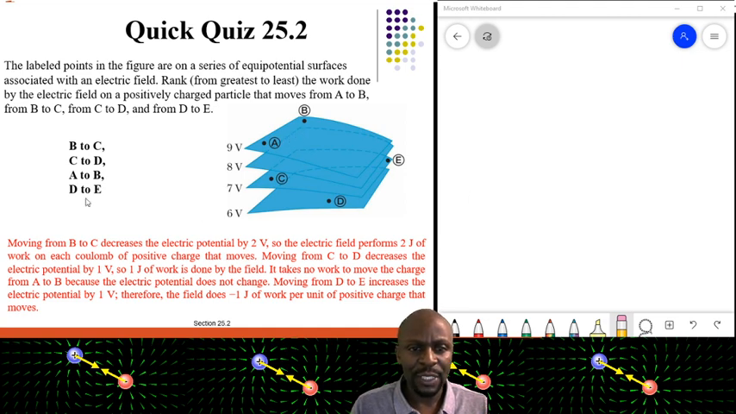Now, let us also discuss D to E. Do you see D to E? You are moving from lower to higher, so the potential will increase by 1 volt. Therefore, the field does negative work, negative 1 joule of work per unit charge that is going to be moved.